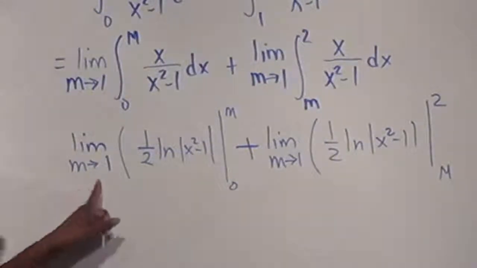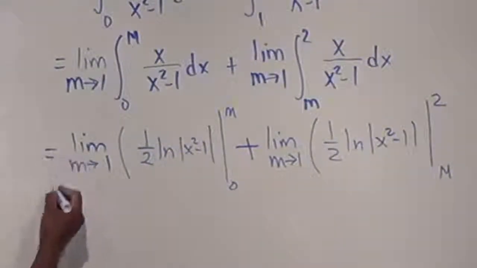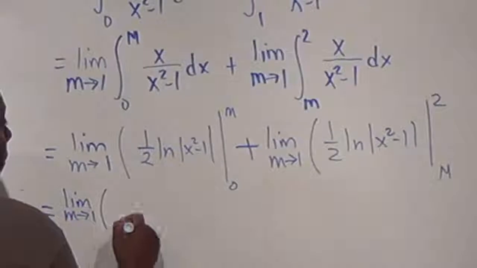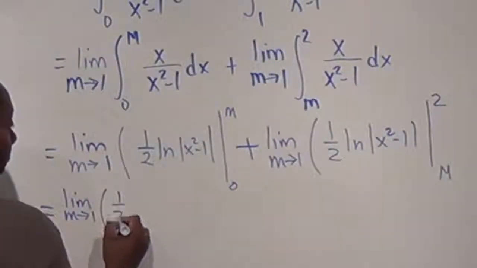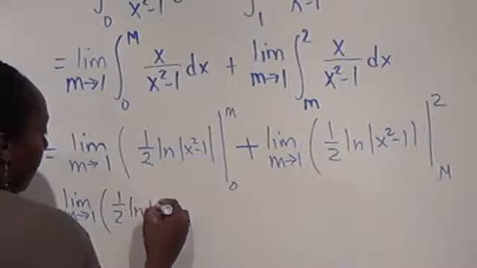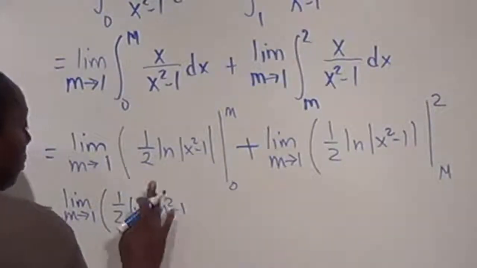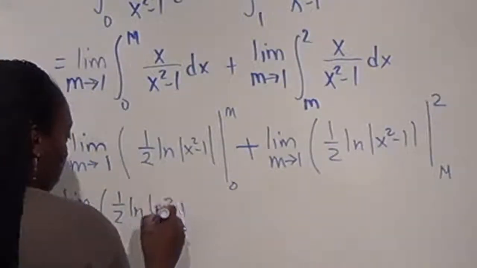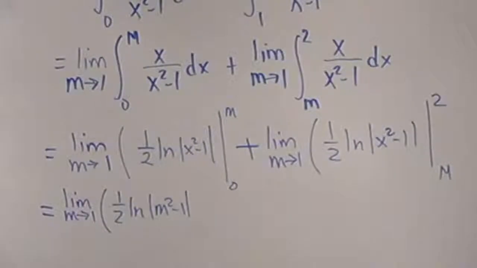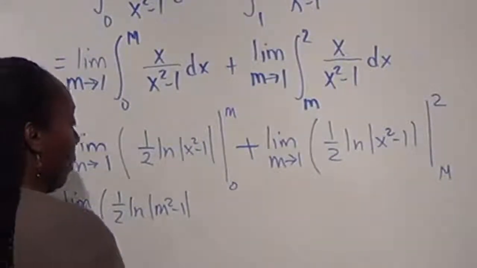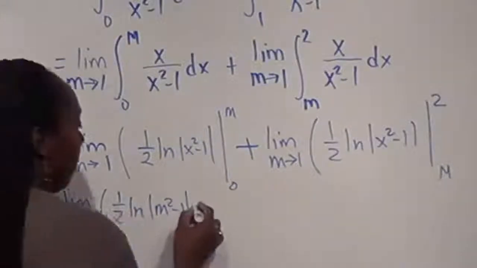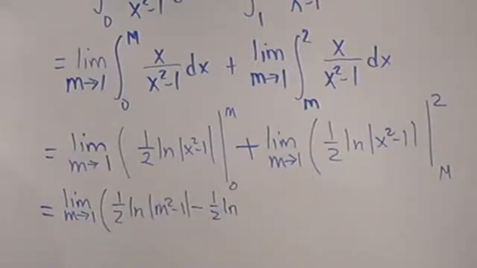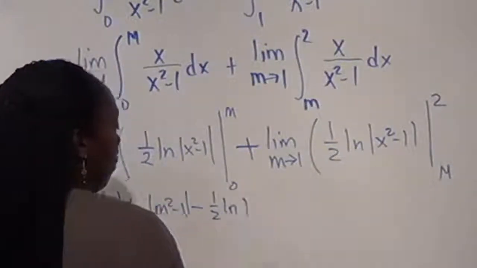Okay, now we'll use our fundamental theorem, plugging in the upper minus the lower. So at our upper limit, we're going to get 1/2 natural log of m squared minus 1. Now m squared is not always bigger than 1, so here you do need your absolute values. Minus, at the lower limit, 1/2 ln, plugging in 0, we'll get the natural log of the absolute value of -1, which is just 1.